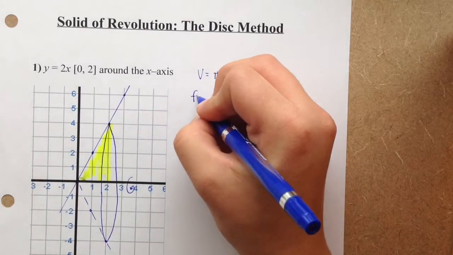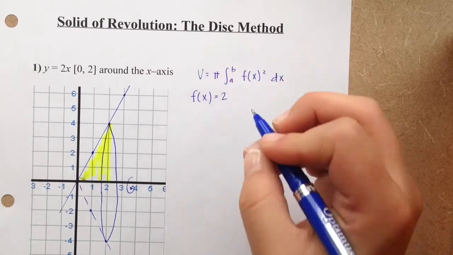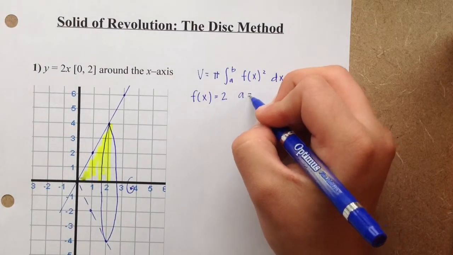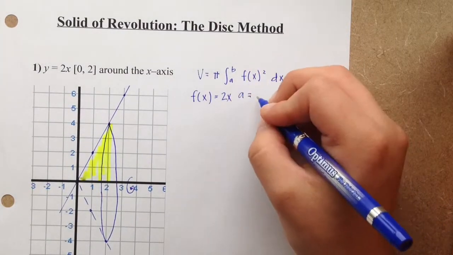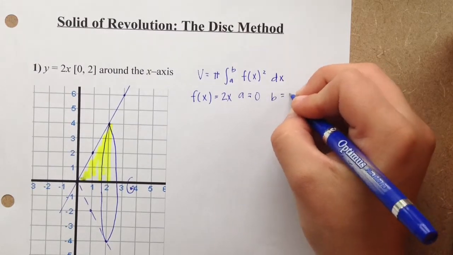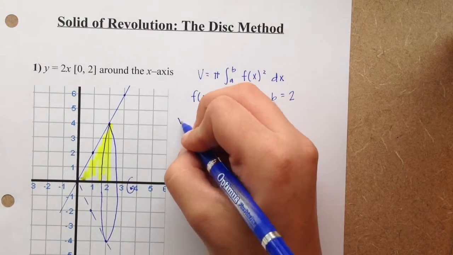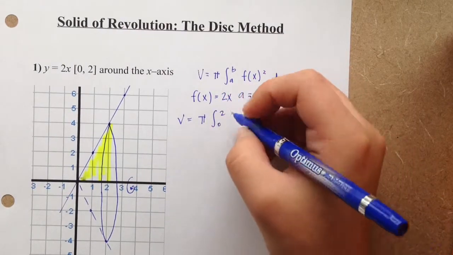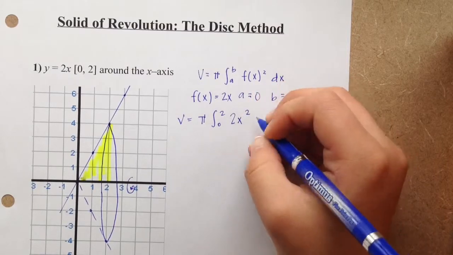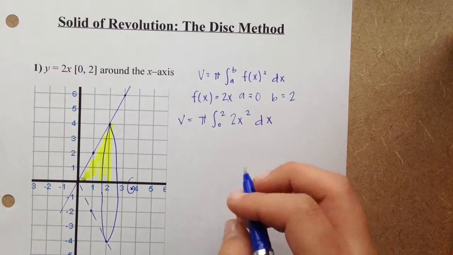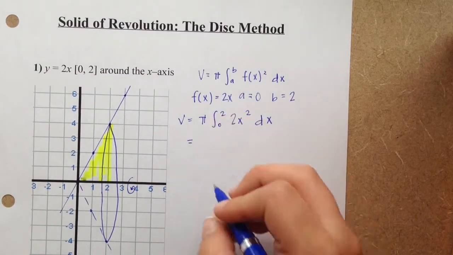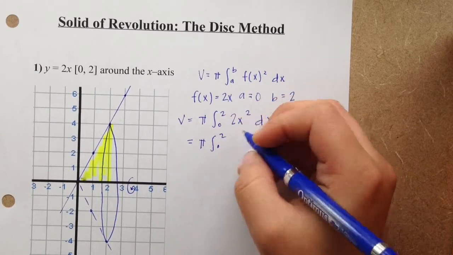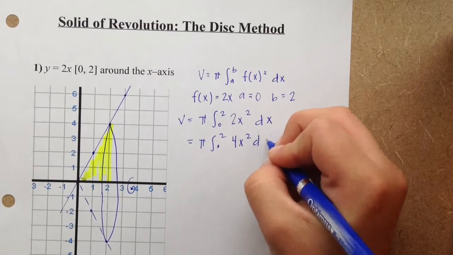So we know that f of x equals 2x, and the barrier is 0 to 2, so a is equal to 0 and b is equal to 2. So we're going to plug that in. So pi integral of 0 to 2 of 2x squared dx. So that is equal to pi integral 0 to 2 of 4x squared dx.